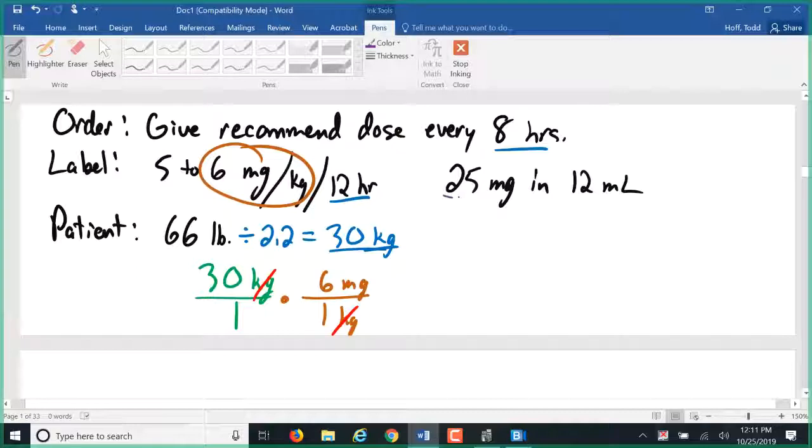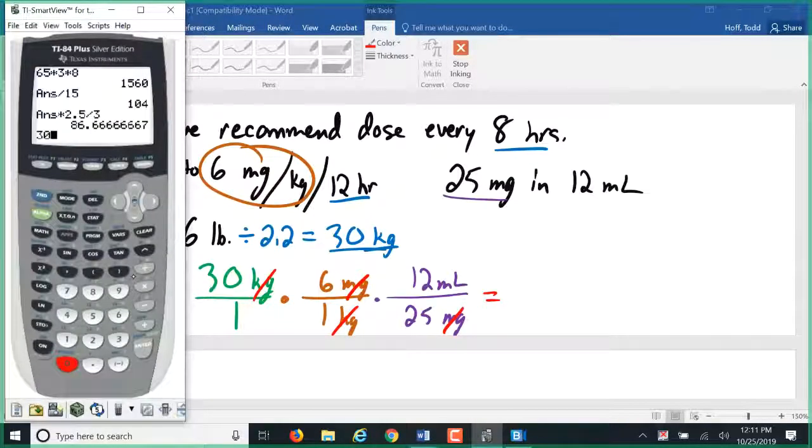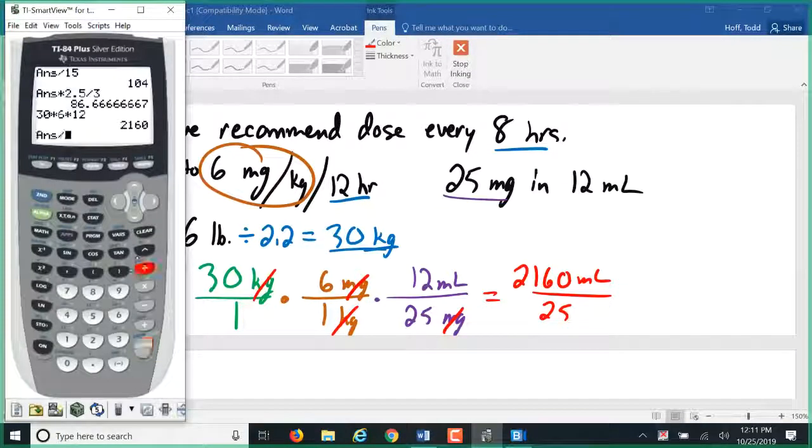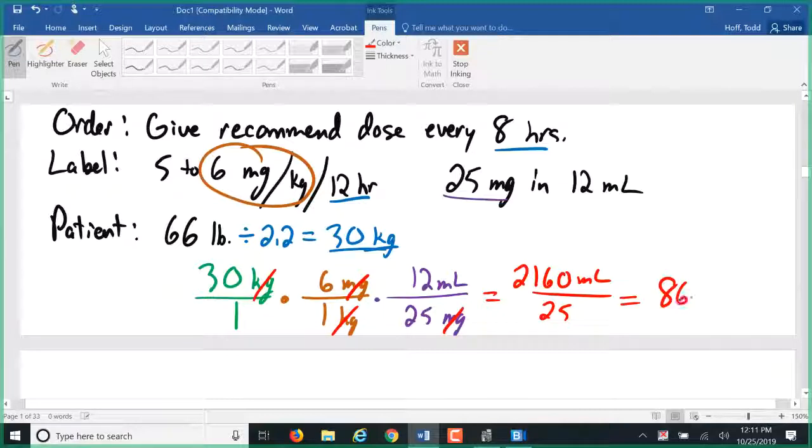Converting milligrams to milliliters. Milligrams on bottom. 25 milligrams is equivalent to 12 milliliters. Milligrams have canceled out. 30 times 6 times 12, 2,160 milliliters. 1 times 1 times 25 is 25. So we divide out the 2,160 divided by 25 is 86.4 milliliters, but that is per 12 hours.